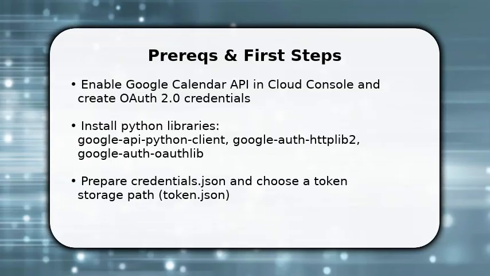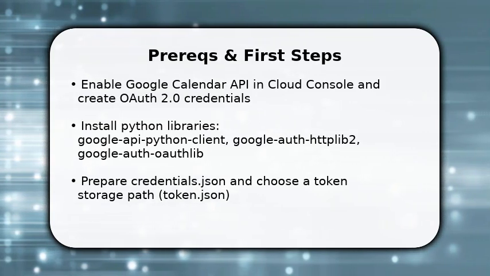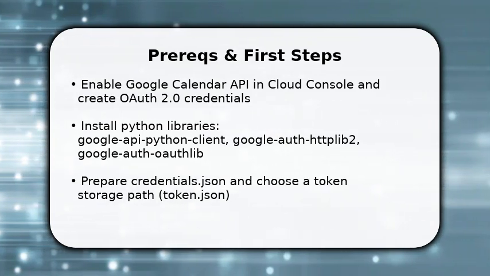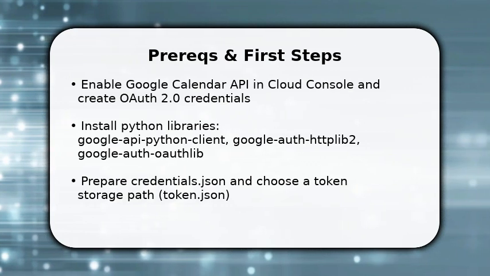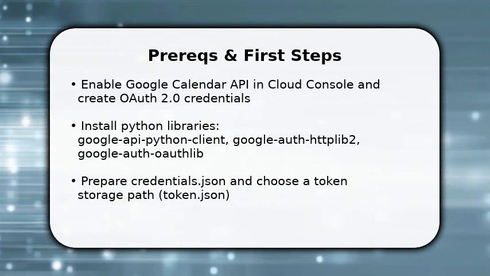You start by enabling the Calendar API and creating OAuth 2.0 credentials in the Cloud Console, download credentials.json, then install the client libraries with pip so Python can talk to Google.